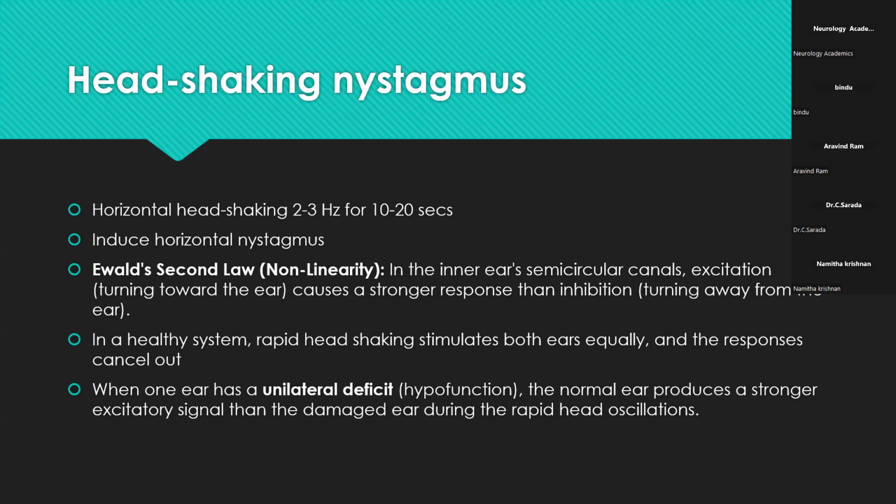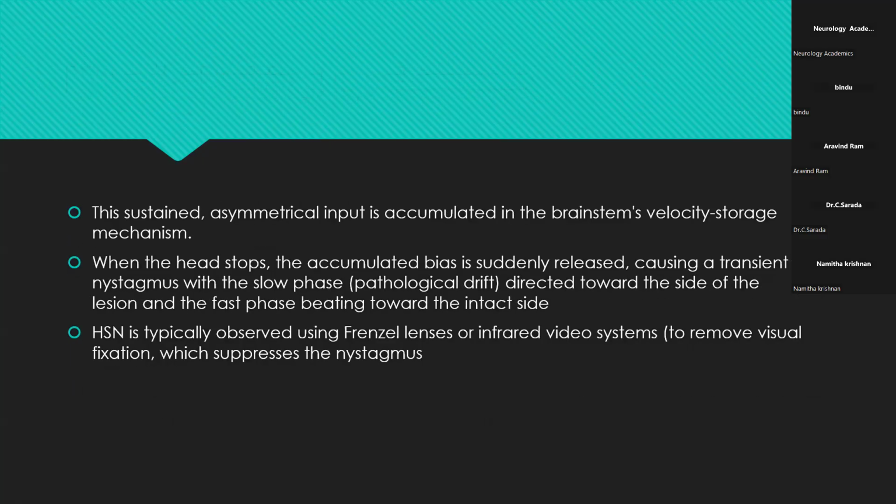So in a healthy system, rapid shaking should negate the excitation from both the ears. However, when one ear has a unilateral deficit, that is, one ear is hypofunctioning, the normal ear produces a stronger excitatory signal than the damaged ear during the rapid head oscillations and causes a horizontal nystagmus towards the same side. So there is asymmetrical input that is accumulated, and this accumulation causes a bias, basically.